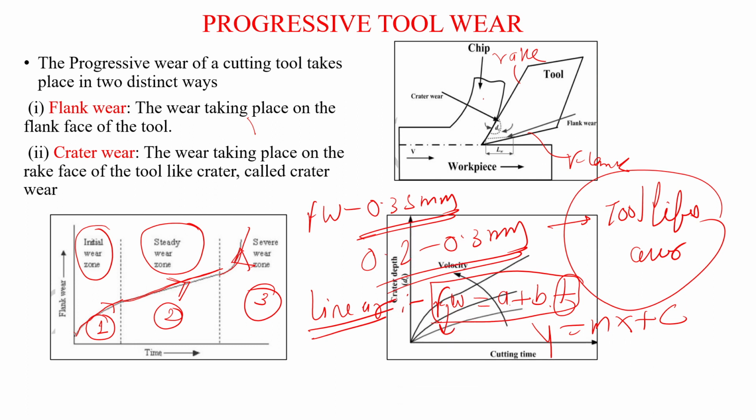So we can see this variation of crater wear with the cutting time. We can see it increases very drastically as the cutting time increases, and if the velocity increases, the crater wear increases very highly. This is the variation of crater wear with the cutting time.